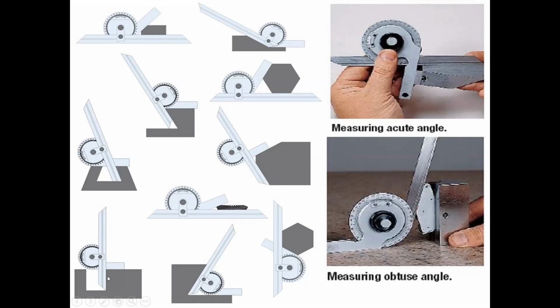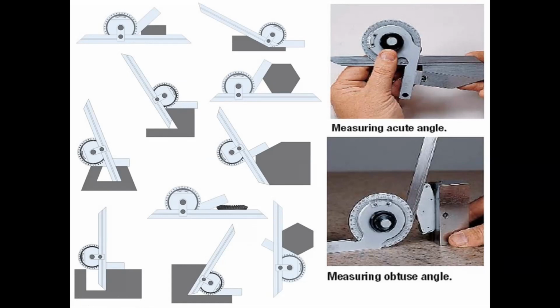You can measure the squareness, the squareness of the screw. Likewise, this is measuring an acute angle, and this is measuring an obtuse angle. You can use your bevel protractor for measuring different angles in different orientations. Always place the base plate edge and the movable blade edge in line with the work part.